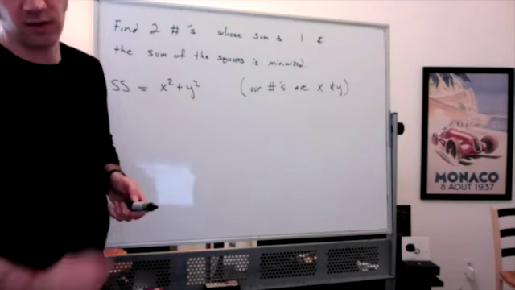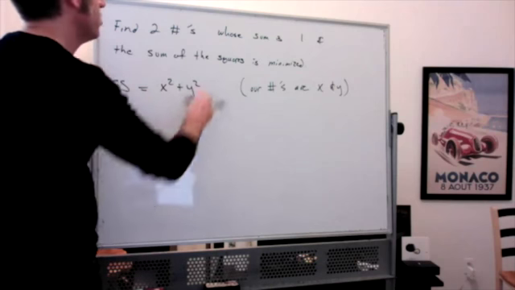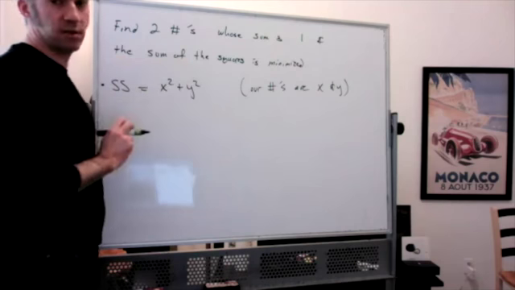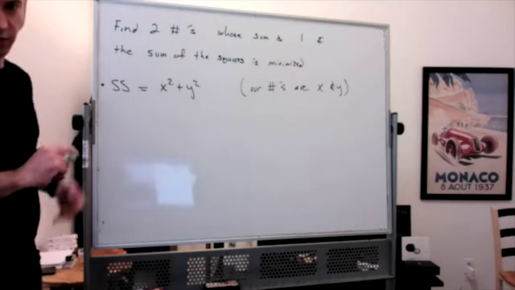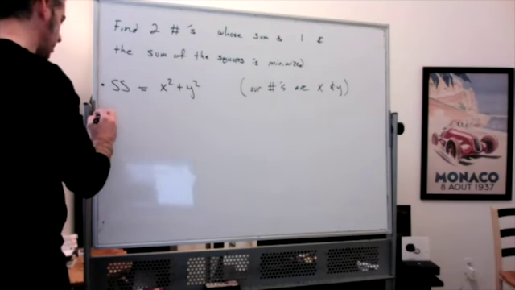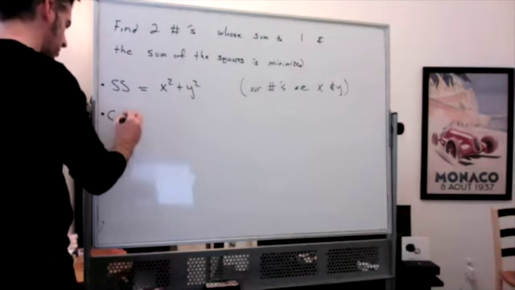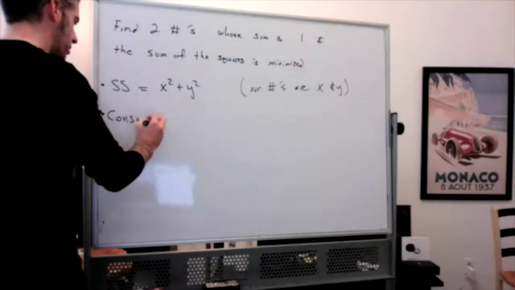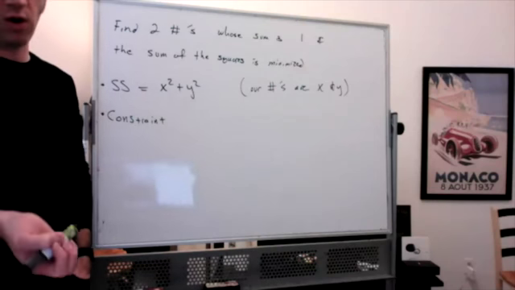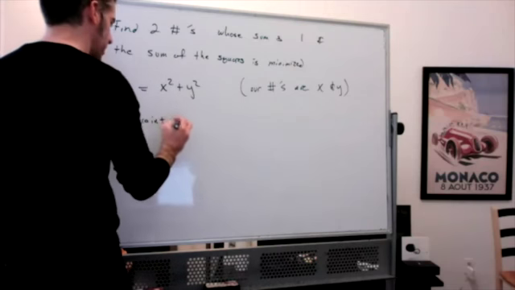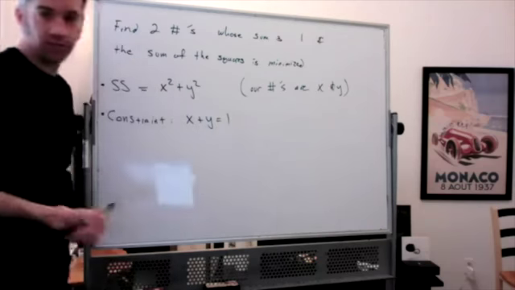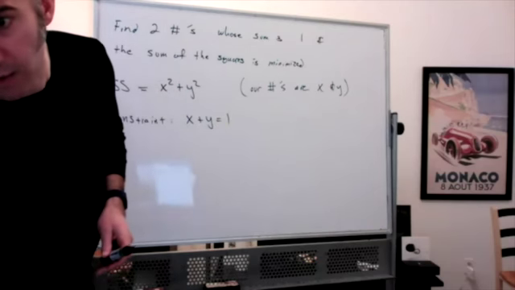What does it say after the sum on the top line? Whose sum is 1 and the sum of the squares is minimized. Sorry, I'll try to write more clearly. So the second thing we need is our constraint. Here we're constrained by the fact that we want the numbers to add up to 1. So our constraint here is that x plus y is equal to 1.